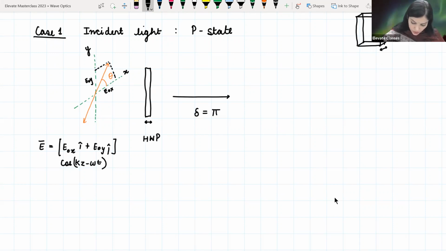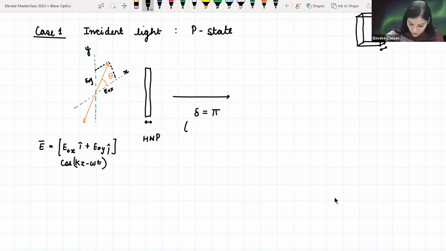Why am I saying delta is equal to pi? Delta means the phase difference between the two components after they have passed. Okay, I'm writing it not equal to del phi because in other cases you will see that delta is not necessarily equal to del phi. Delta means the final phase difference in the output plane. It is not the phase difference produced by the half wave plate. A half wave plate will always produce a phase difference of pi, but depending on the input state, this delta may be equal to that or may be slightly different than that.